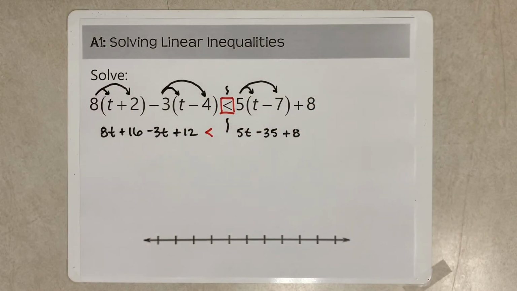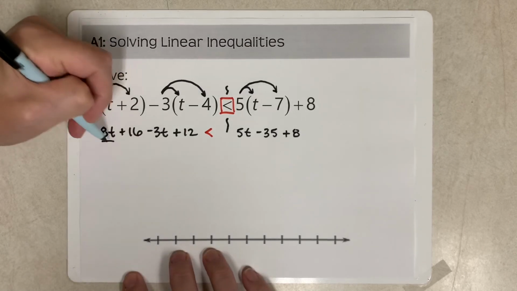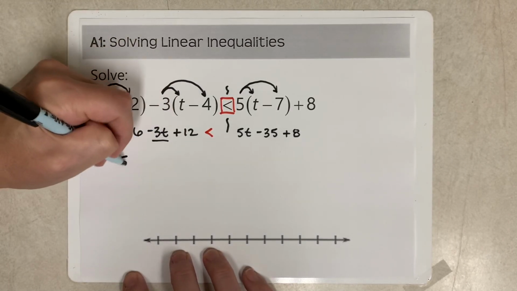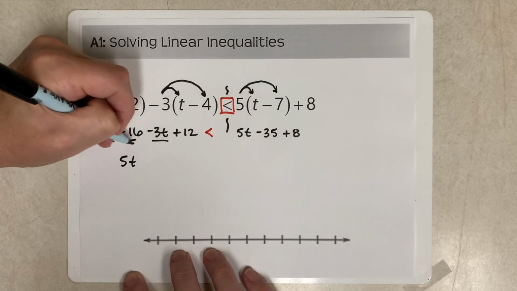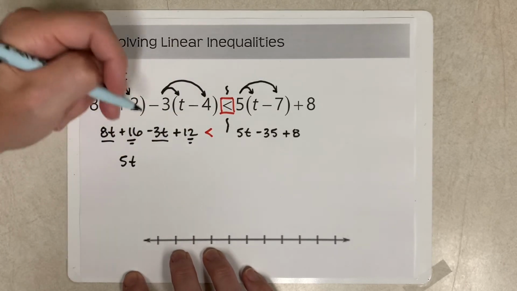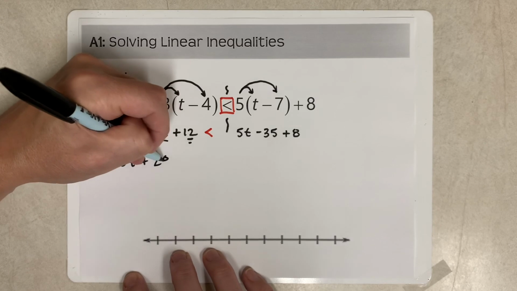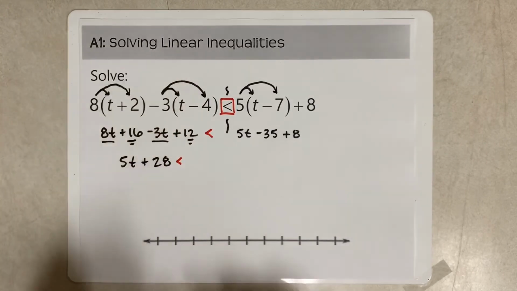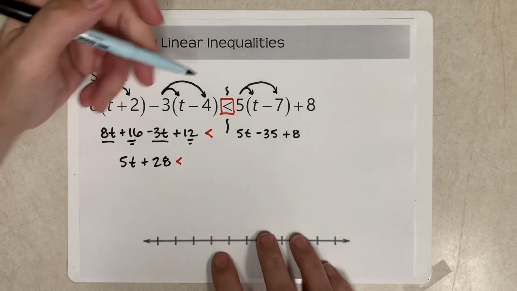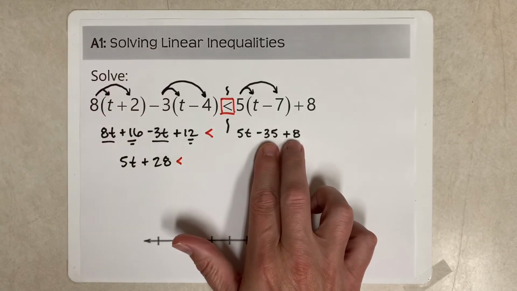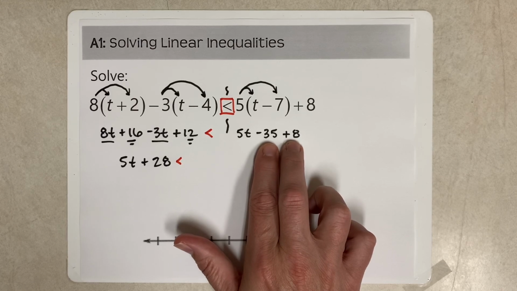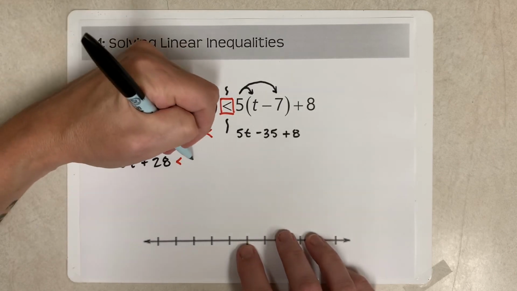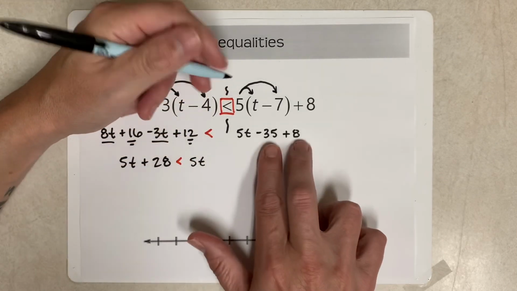Okay, so now let's clean this up a little bit. Over here we have an 8t and a -3t, so that's 5t. We've got a 16 and a 12, so that's 28, so plus 28. My symbol, I'll keep it in red here, still less than. And my other side, I can take the two constants and combine them. So if I have a -35 and I add an 8 to that, I'm going to get a -27, so 5t, and that would be minus 27.